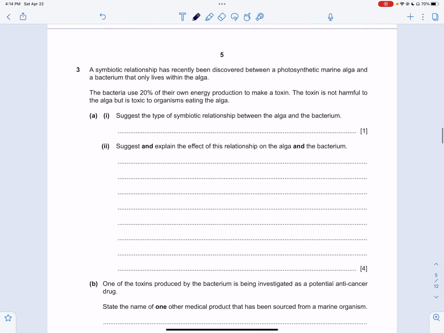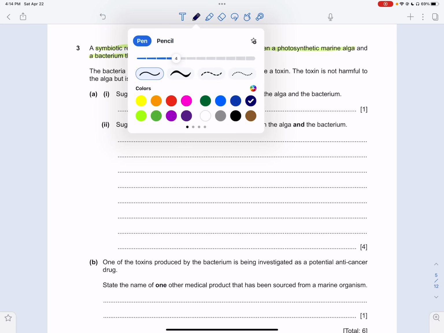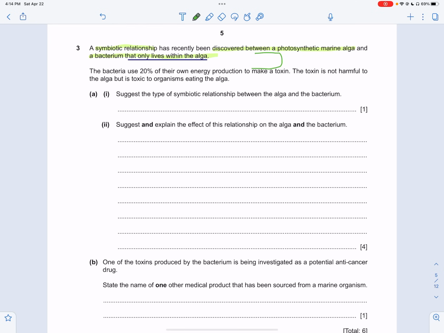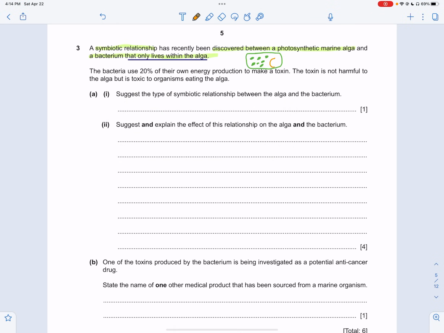All right. Question 3. A symbiotic relationship has recently been discovered between a photosynthetic marine algae and a bacterium that only lives in the algae. It would be a good thing to draw this out. So you have the algae, throw in some chloroplasts, and then you have a bacteria that only lives inside of the algae. I'll give it a little cilia and some things on the inside. Great.